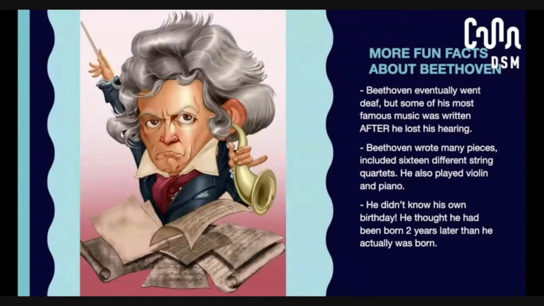An interesting fact I found out, apparently he didn't actually know his own birth date. He thought that instead of being born in 1770, he was born in 1772. And people think that it was probably because he was one of these kids that at a young age was good at music. And so people think that his dad actually lied about when he was born, because making him seem younger would make him seem better when he was traveling around and writing music. So a little bit interesting.